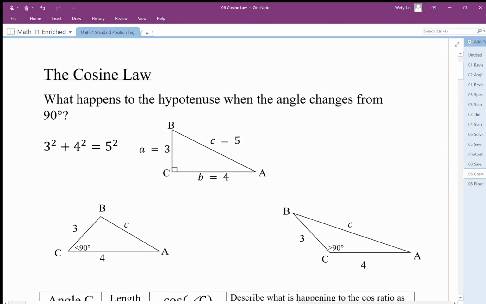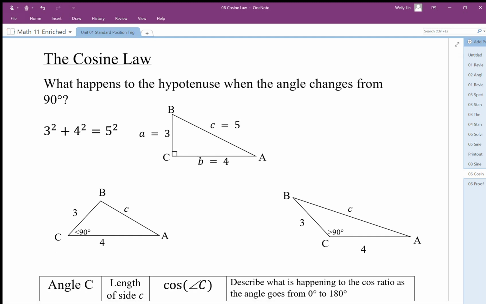So the cosine law is a supplement to the sine law. When we can, we try to use the sine law because the sine law tends to be a little bit easier to use. But the cosine law is just as valid and it's very useful. And essentially, it is a variation of Pythagoras theorem.